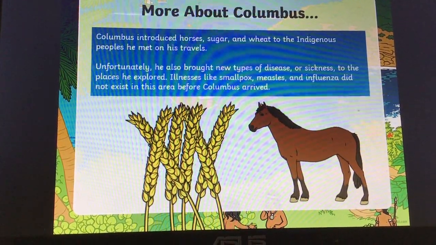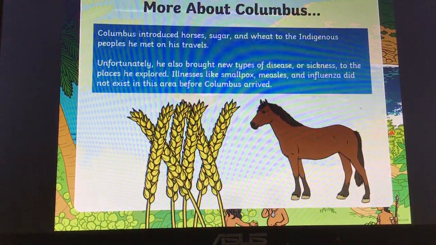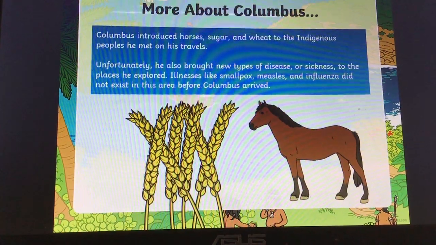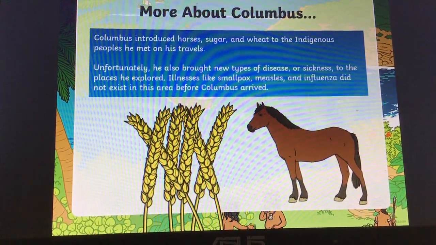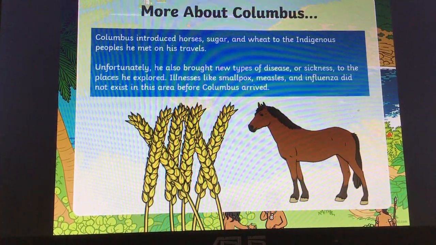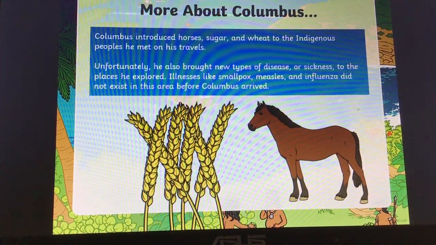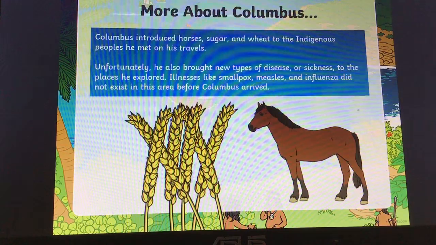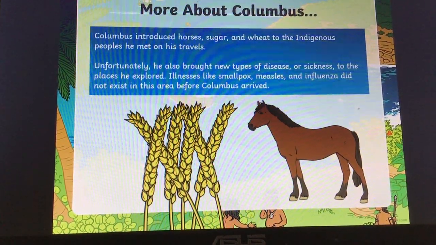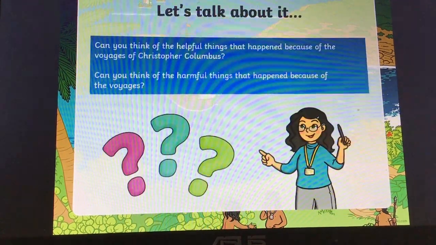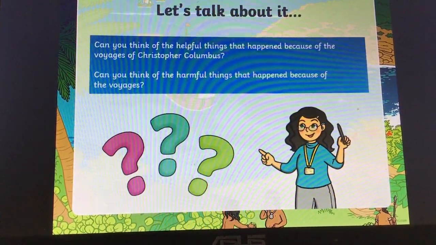However, unfortunately, he also brought them new types of disease or sickness to the places he explored. So his men might have had contagious diseases, which means it can be passed on. And there are a few mentioned here. So we've got smallpox, measles, influenza, that means the flu. So they didn't have those diseases until Columbus arrived, unfortunately.